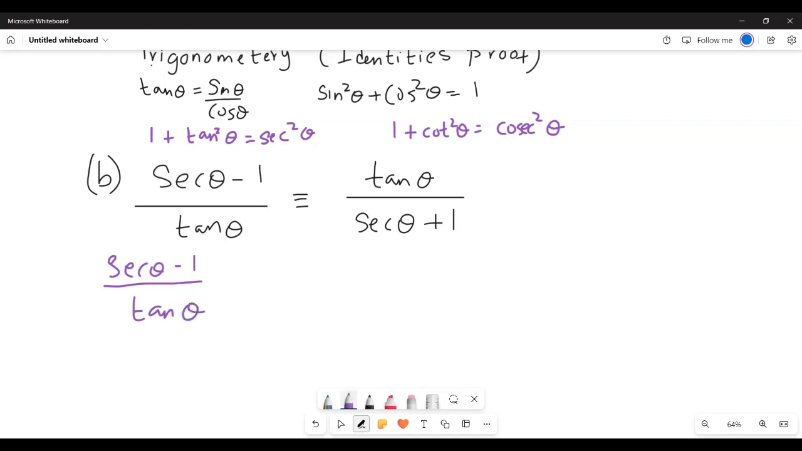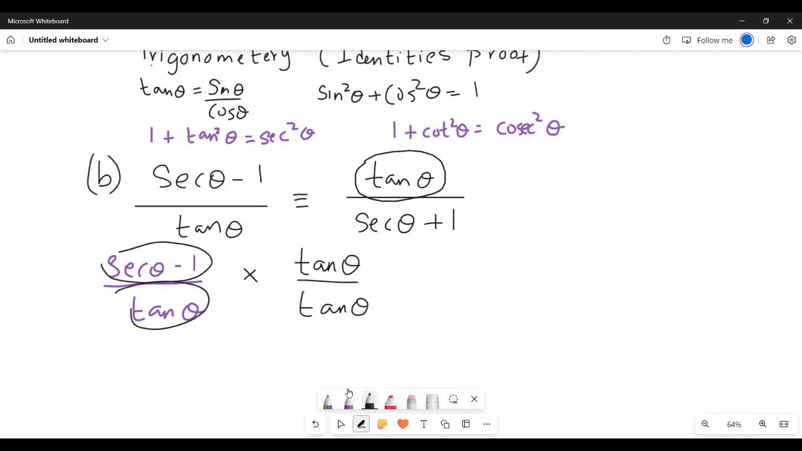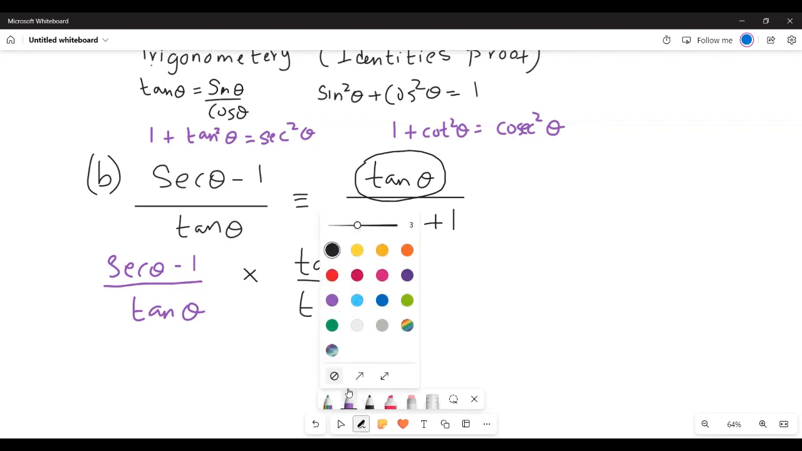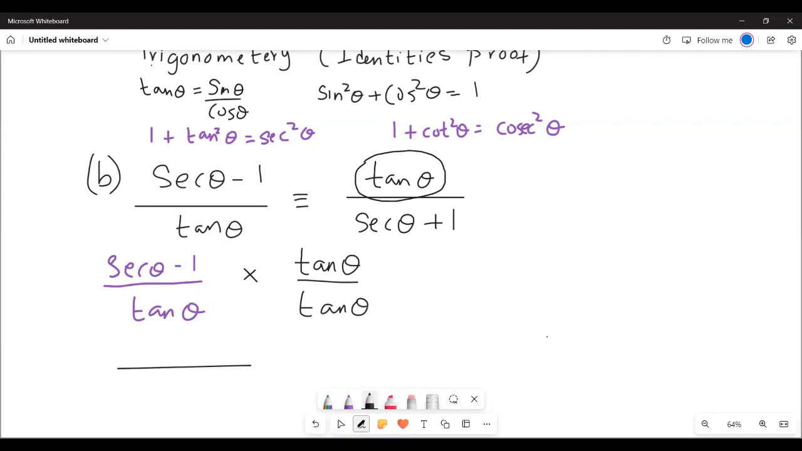Achha, now I'm going to use the same approach as earlier. At the right hand side, there's tan theta in the numerator. So I'll need tan theta here as well. So I'm going to multiply and divide by tan theta. Again, this is just one approach. That is, tan theta should come in the numerator. Here we multiply this fraction by tan theta and divide. So the denominator becomes tan square theta. And the numerator is secant theta minus 1 times tan theta.